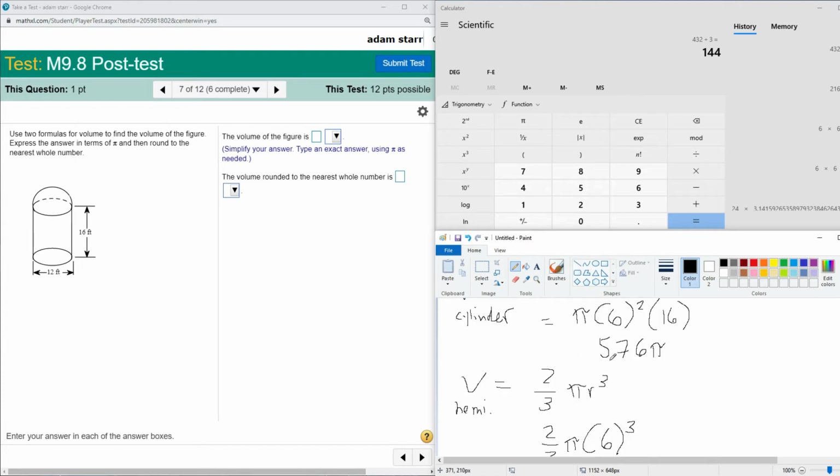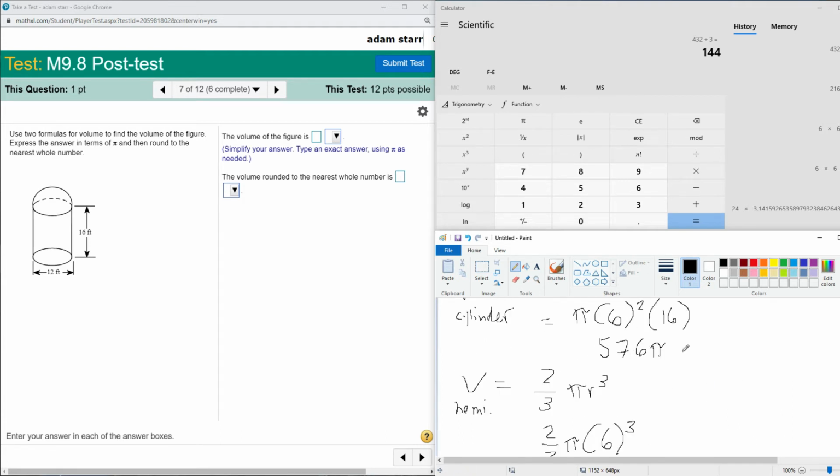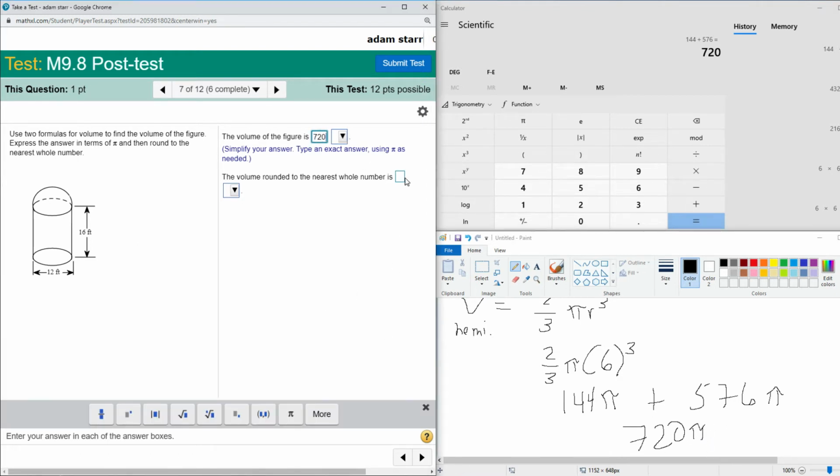The volume of my cylinder is 576 pi. To find the total volume, I'm going to have to add them together. So I have 144 pi plus the 576 pi from my cylinder. So I have 144 plus 576, so I get 720 pi. That is my exact volume, 720 pi. This is feet, so this will be cubic feet.